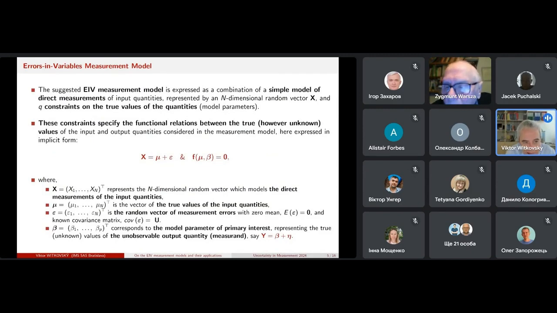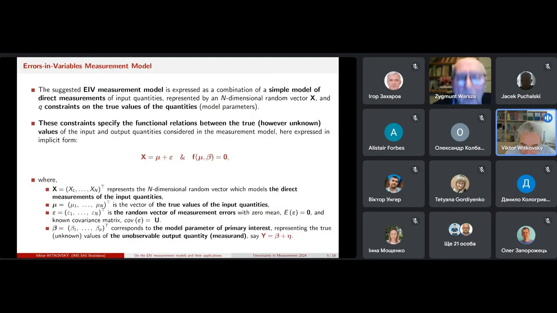What is the errors in variables measurement model? The suggested errors in variables model is expressed as a combination of a simple model of direct measurements. It is expressed in this first part. X represents the measurement results, mu represents the true values, epsilon are measurement errors, and there are some Q restrictions, which consist of restrictions on the true values of the measured input quantities.